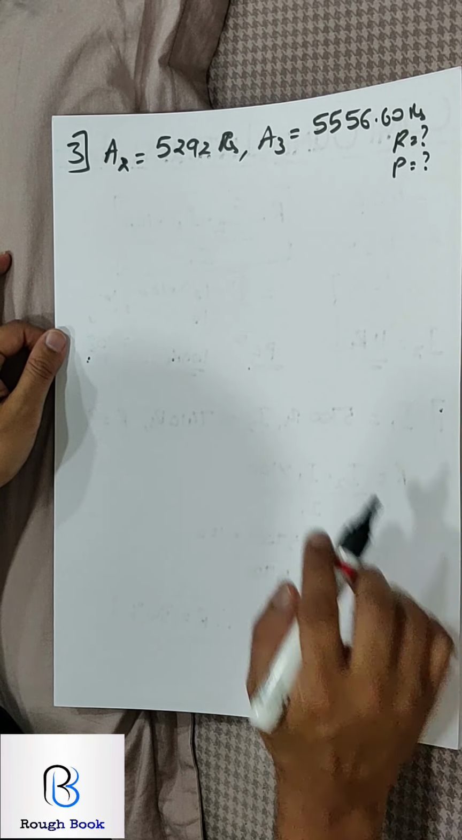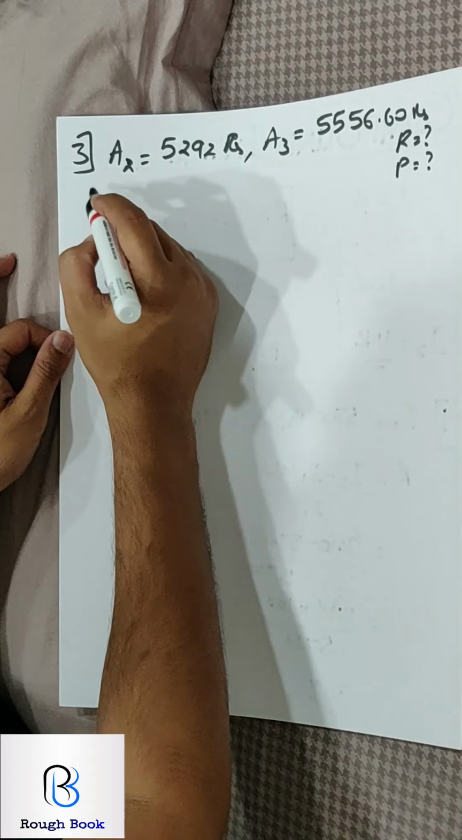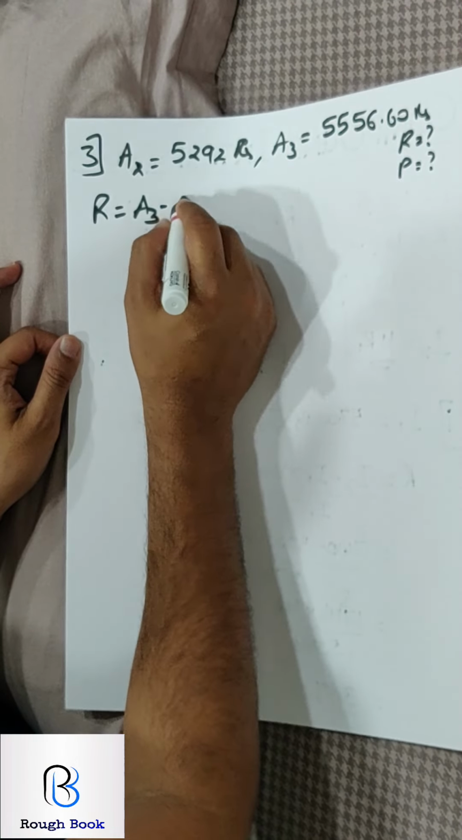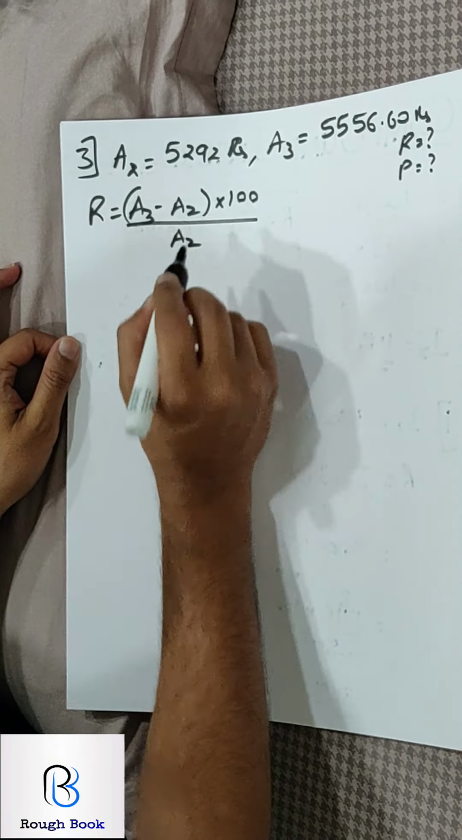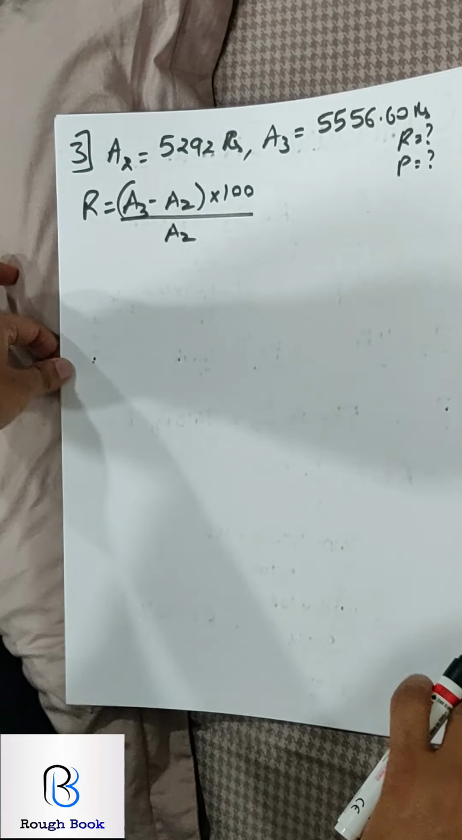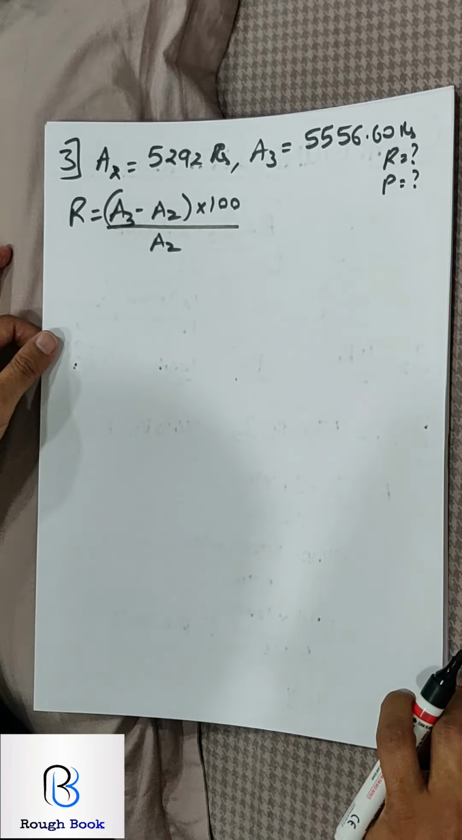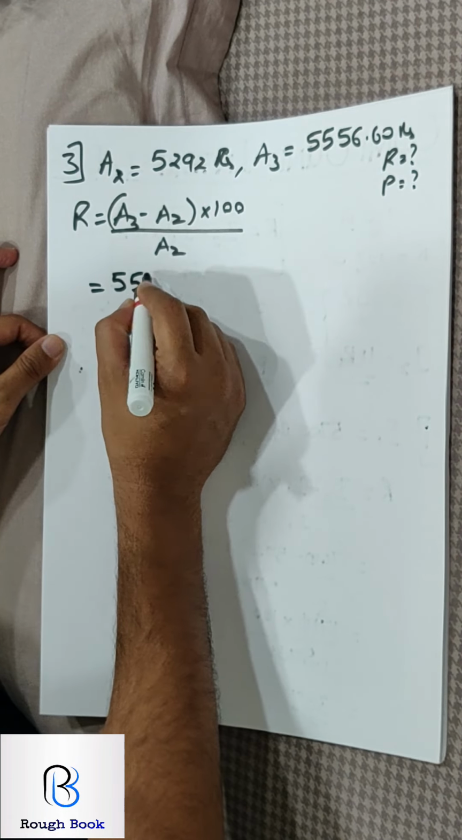Come on, pause the video. The formula is A3 minus A2 upon A2 into 100. Come on, try calculating the rate everybody. I repeat, A3 minus A2 into 100 upon A2. Go ahead, calculate the rate, and for the principal you are going to use the method of letting the principal be 100, the unitary method.